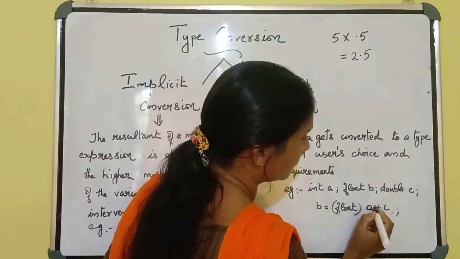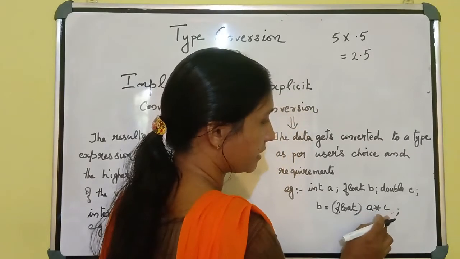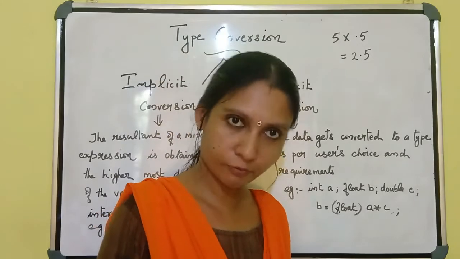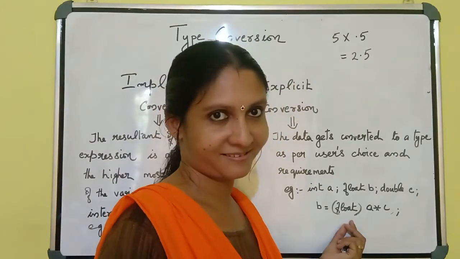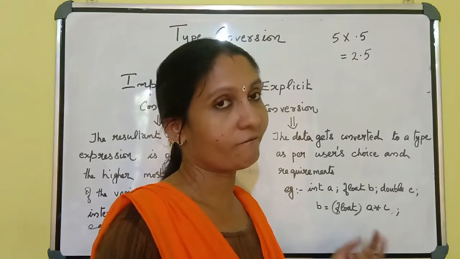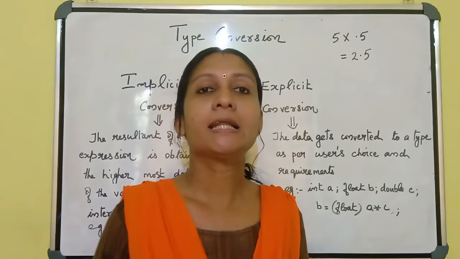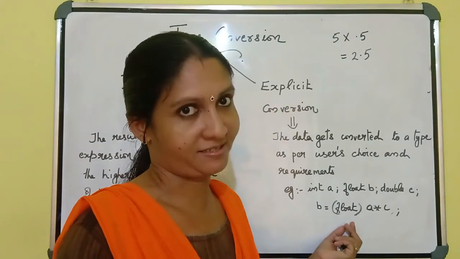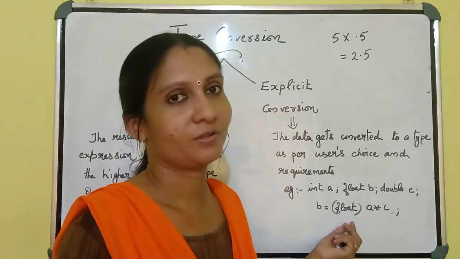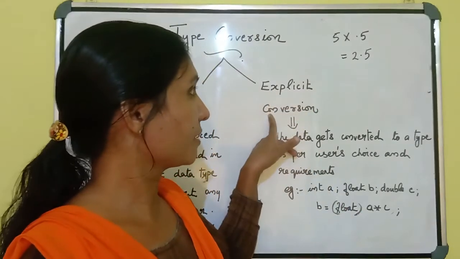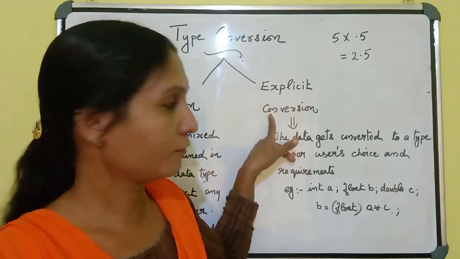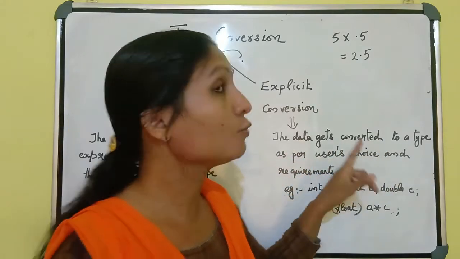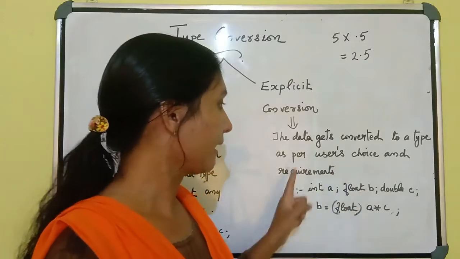The resultant here must be double, because this one is int and this one is double. But if you want to convert that one into a float data type, you have to write like this: float within brackets. Which data type you need to convert, that data type we have to specify here with a bracket. You can convert that one into this data type. That type of conversion is known as explicit conversion. That means the data gets converted to a type as per the user's choice. That is important. And requirements.